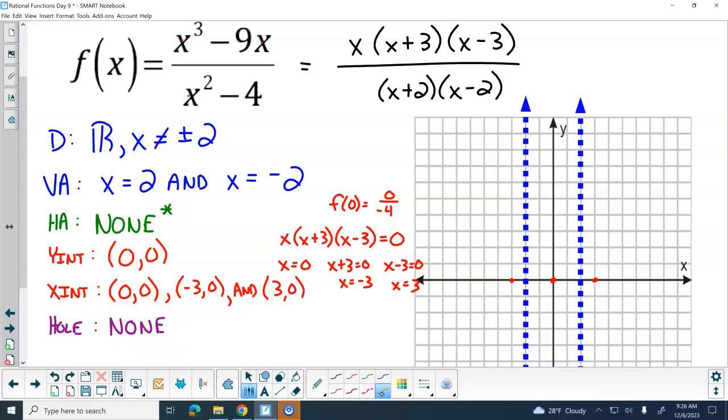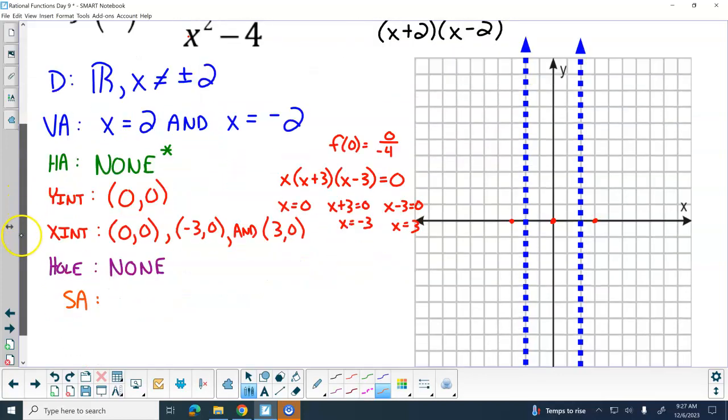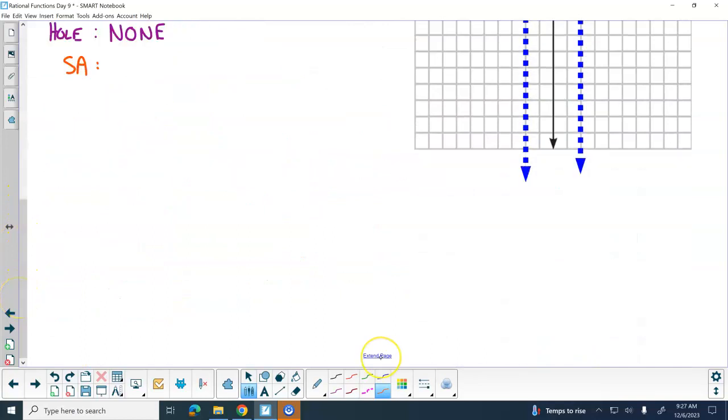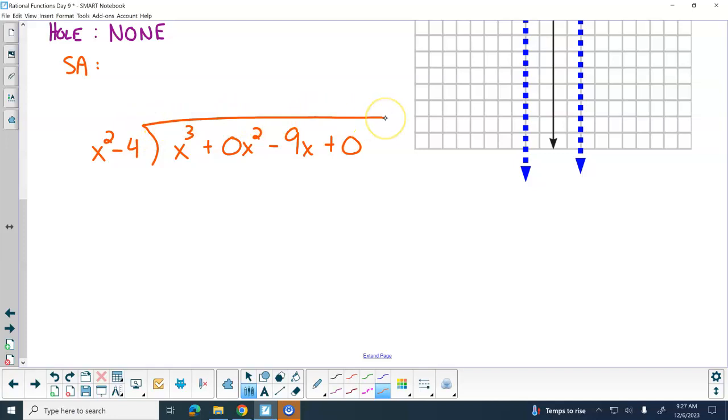Step number 6. Slant asymptote. How am I going to do this slant asymptote? We've got to use long division because the denominator is not linear, so I can't use synthetic division. So I've got to go back to our old friend. This is why we learned it, long division. So outside I've got x squared minus 4. Inside I've got x cubed plus 0x squared minus 9x plus 0. There.